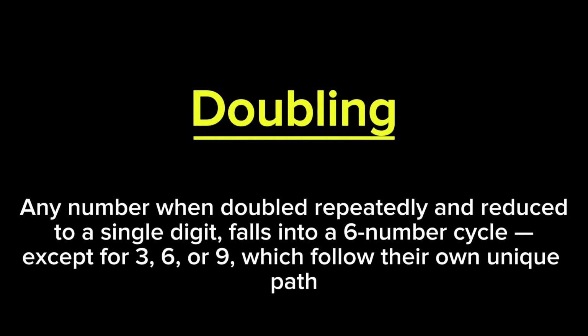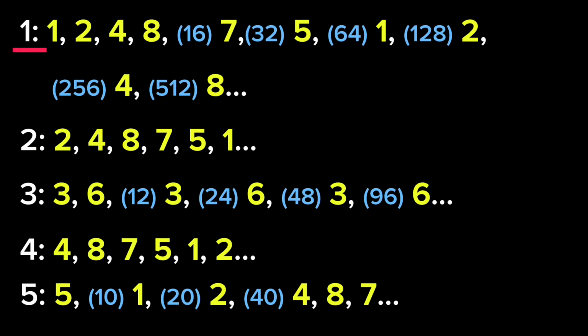When it comes to doubling numbers, any number when doubled repeatedly and reduced to a single digit falls into a 6-number cycle, except for 3, 6, or 9, which follow their own unique path. As you can see, when we double 1 and take its digital root, we have 1, 2, 4, 8, 7, 5, and then these numbers repeat. What's also interesting is we never see 3, 6, or 9 in this pattern as well. With 2, we have the same thing just starting at 2. 4 and 5 follow the same pattern as 1 and 2 just starting with their respective numbers.